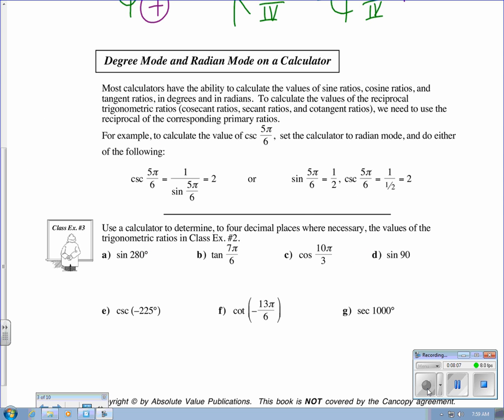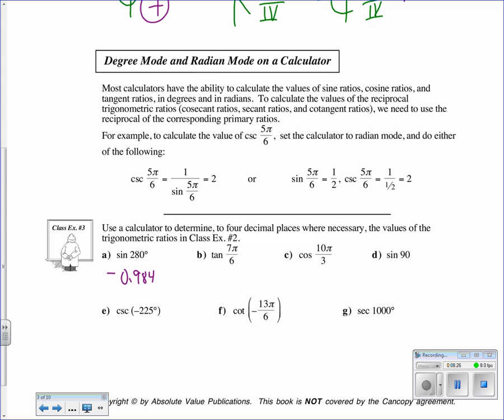My calculator. So pardon me, how does my calculator do this work? Remember, I have to choose between being in degree mode or in radian mode, so I'm going to do all the degree ones first. I'm going to find the sine of 280. And I can just type that in. It's negative 0.9848. Sine of 90, maybe that's a value you know from the unit circle. That's 1.